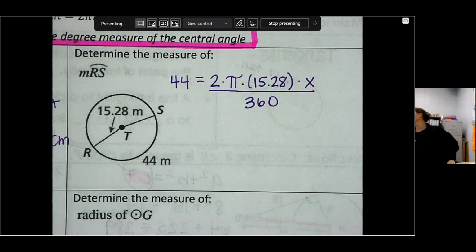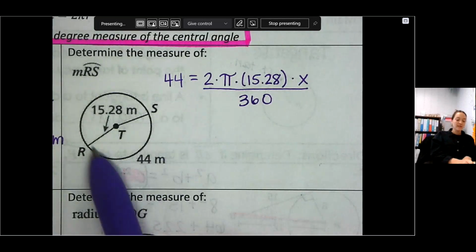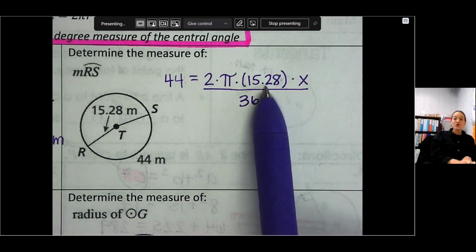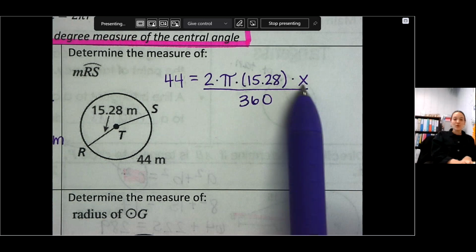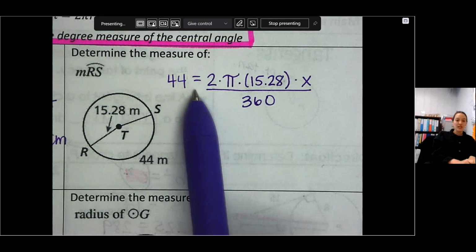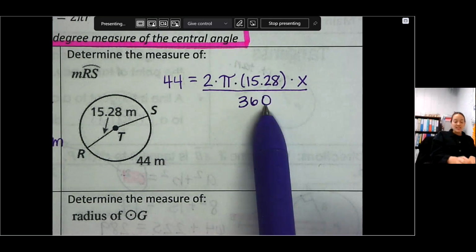I realized I probably should have done this one with you. I apologize. After we wrote it, here's the deal with this one. This time they're telling you the length is 44. You've got 2 times pi times your radius, and you're trying to figure out the measure of your arc, the degree of this arc RS. I told you the length, so that goes over here, the 44, and then you have it divided by 360.